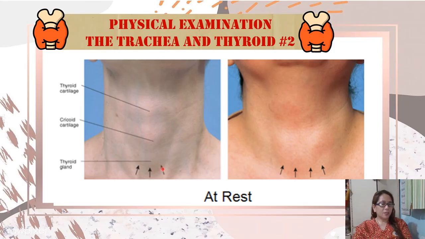Okay, so this is an example. This picture shows an example of the trachea and the thyroid. So this is the thyroid cartilage, the cricoid cartilage, and this is the thyroid gland. This is normal, and the other picture shows an enlargement of the thyroid. You can also observe here that the trachea is located at the midline.